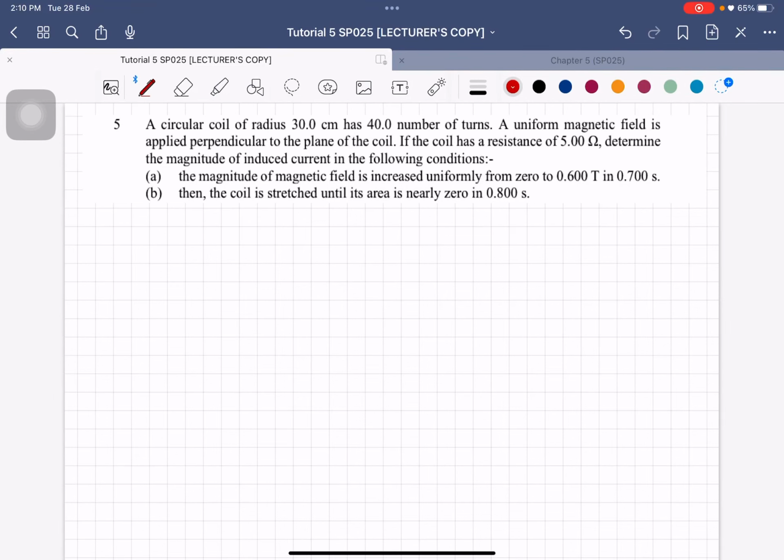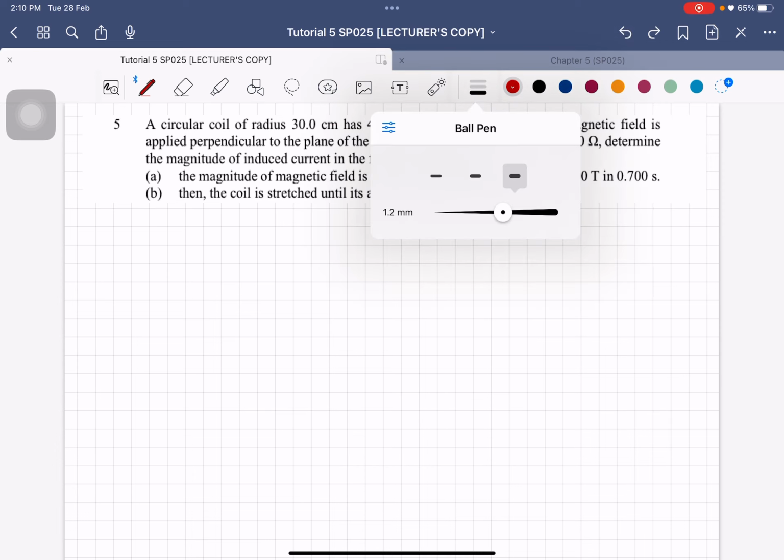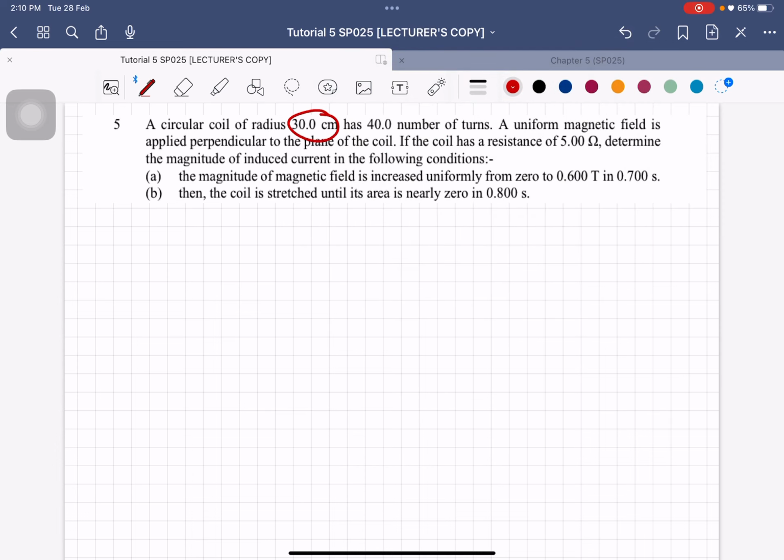Question number 5. We have a circular coil of radius 30 centimeters, so this is the radius, and 40 number of turns, this is N. A uniform magnetic field is applied perpendicular to the plane of the coil. If the coil has a resistance of 5 ohm, determine the magnitude of induced current in the following conditions.